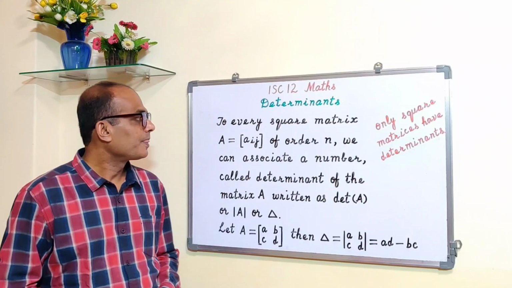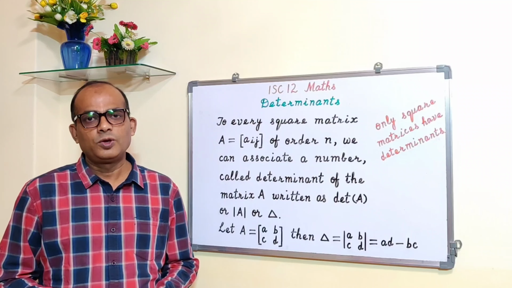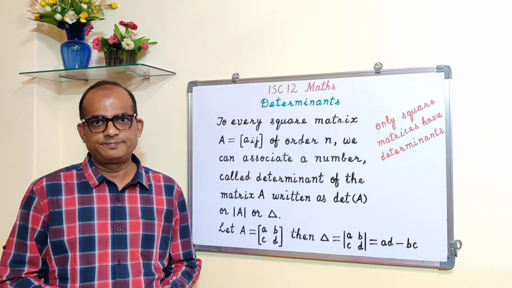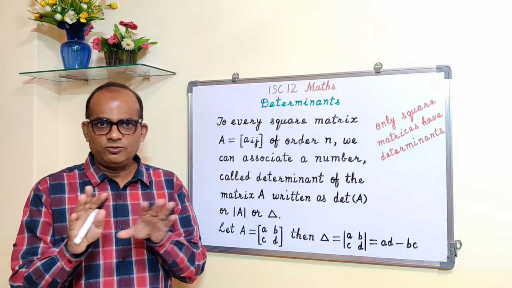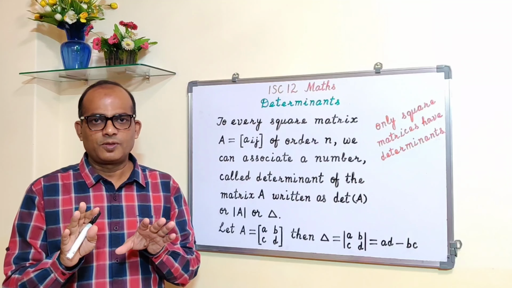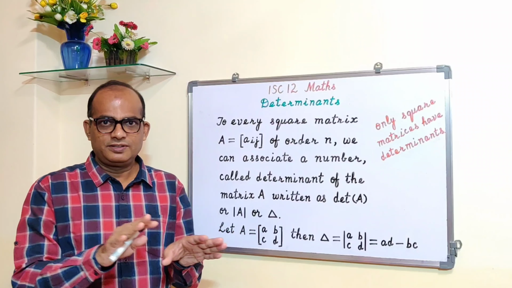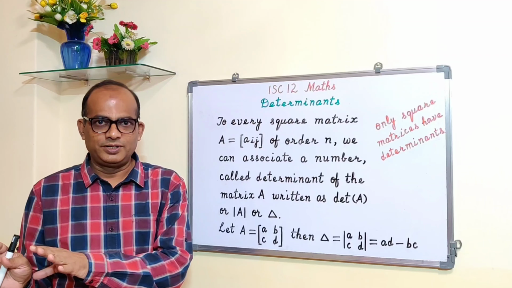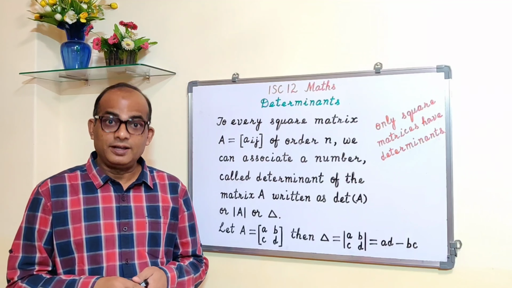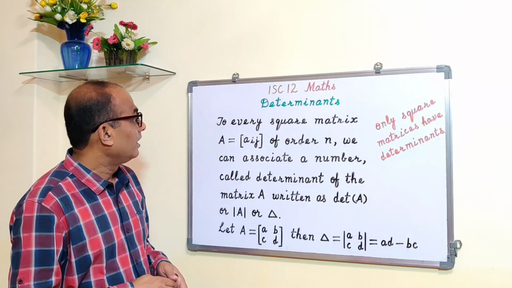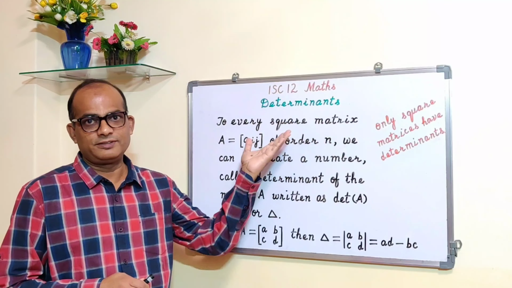Determinants. First of all, we'll understand what a determinant is. What is the definition of a determinant? How is it different from a matrix? Alright, important. One side there is the matrix, on the other side there is a determinant. What is the difference between the two? And how are we going to define a determinant? With the help of a matrix, a square matrix.